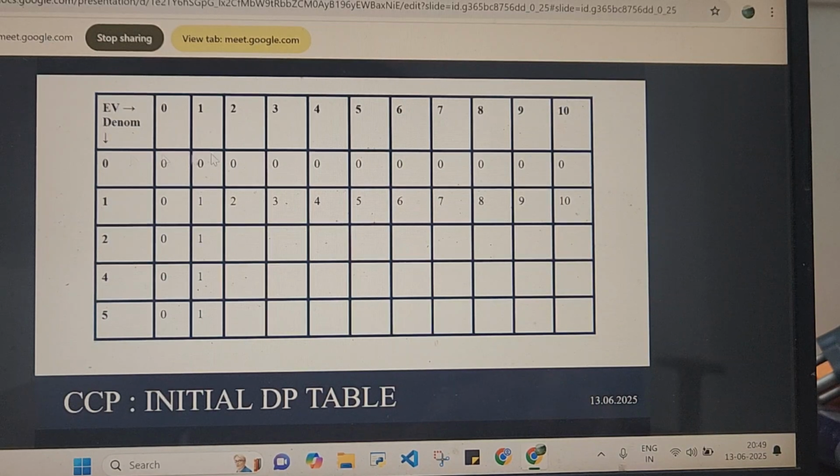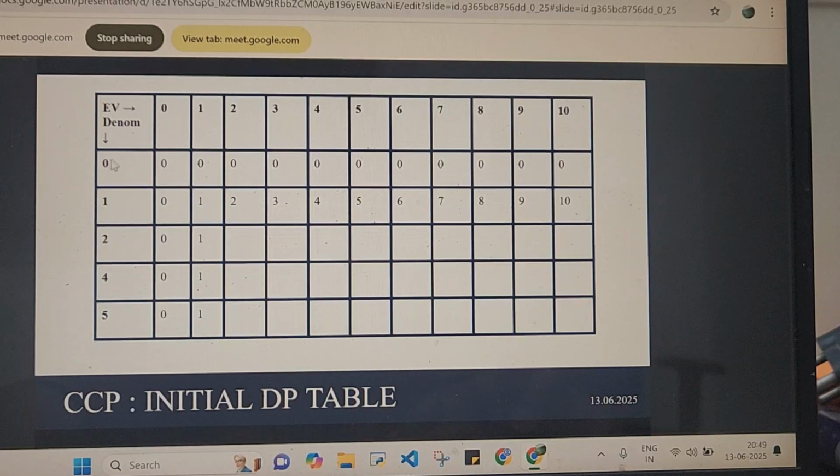And the rows represent the denominations. DP of I of j, like I said, represents the minimum number of coins required to make rupees j using any or all of the denominations from 0 up to I. So that's the initial setup, and of course the 0 row and 0 column are obviously going to be filled with zeros, because if your target value is 0, you don't need any coin at all.